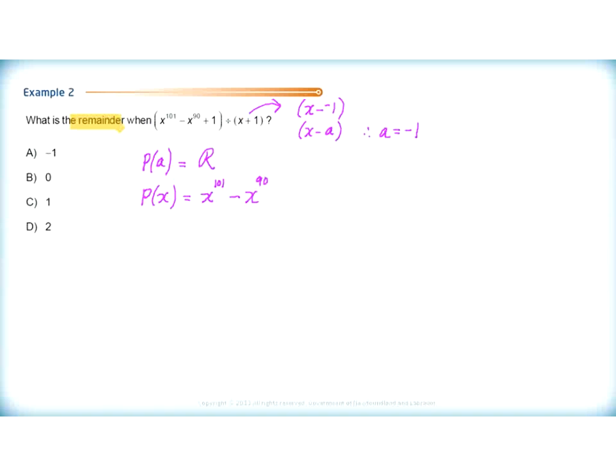x to the power of 90 plus 1, we can evaluate p of negative 1 where you substitute in a negative 1 for x throughout the polynomial expression. So we have negative 1 raised to the power of 101 minus negative 1 raised to the power of 90 plus 1.